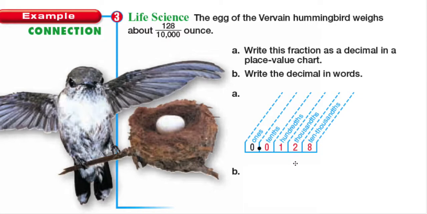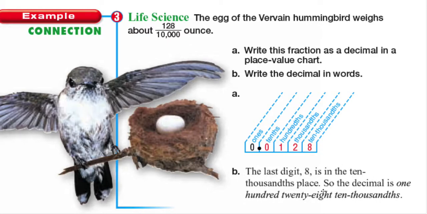Now in letter B, write the decimal in words. Again, we look at the last digit, which is the number 8. And the number 8 is in the ten-thousandths place. So if that's the case, the decimal is 128 ten-thousandths. Again, we look at the last digit, find out what place value that is, and then that's how we write our decimal: 128 ten-thousandths.